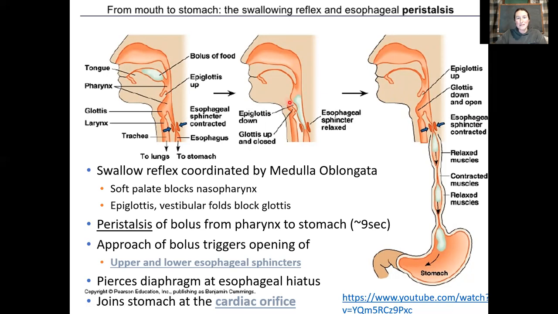Also, the epiglottis is pulled down over the glottis, so over the opening into your airways. Okay, and your upper esophageal sphincter is going to relax. Essentially we have a couple different circular muscles that prevent your stomach acid from coming back up your esophagus and coming out through your oral cavity, right? And so this sphincter is always contracted, but as soon as we swallow, the sphincter relaxes, therefore allowing food to pass through the sphincter and into the esophagus.